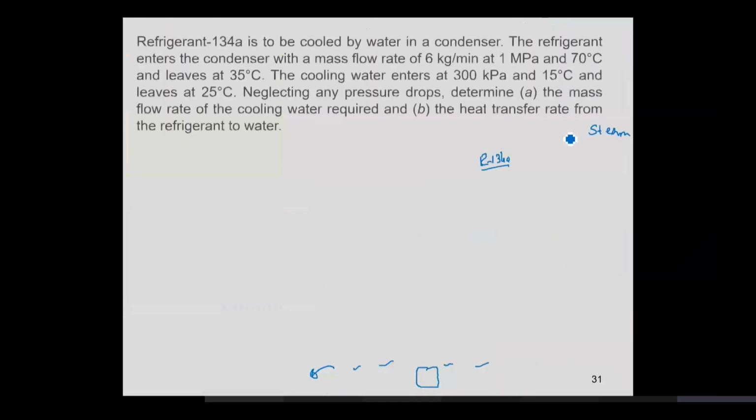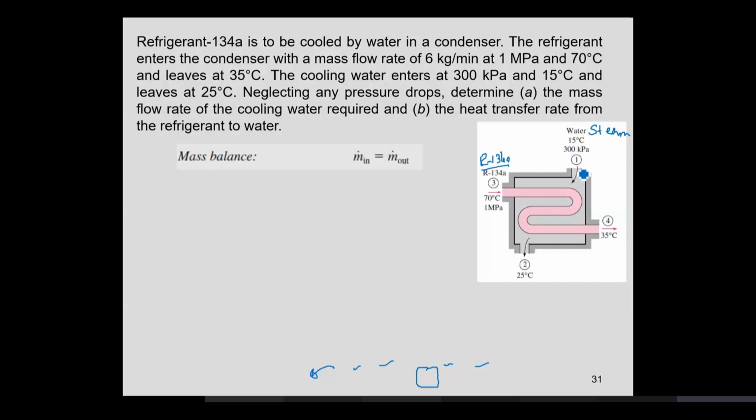If you take this example, water enters at lower temperature and leaves at higher temperature, and the refrigerant enters at higher temperature and leaves at lower temperature, which means there is a heat transfer from the refrigerant to the water, represented by the gray color. In such a case, you can take the control volume as the portion that represents water. So this could be your control volume.